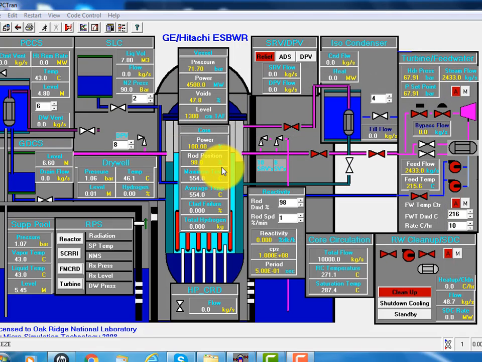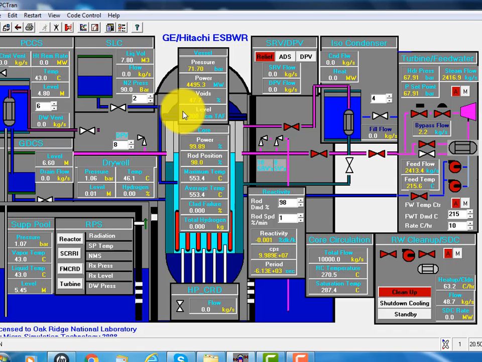Without a recirculation flow, control of the power will be difficult. So the GE-developed ESBWR relies upon feed water temperature control to get void variation and power going up or down.